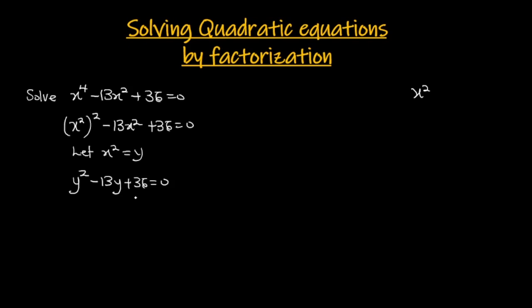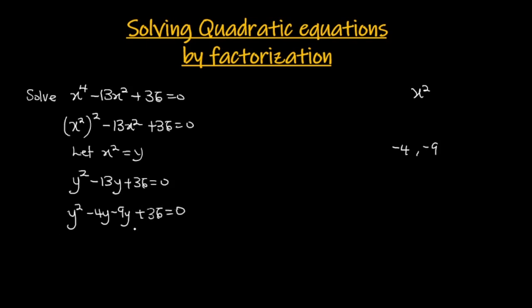Now which two numbers can we multiply to get 36, but if we add them, we get negative 13? So negative 4 and negative 9. If we multiply these two, we get positive 36, but we add them, we get negative 13. So we are going to write this as y squared minus 4y minus 9y. It doesn't matter whether you write the 9y or the 4y first, because you're still going to get the same thing. Then plus 36 is equal to 0.